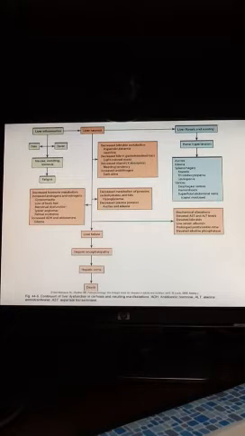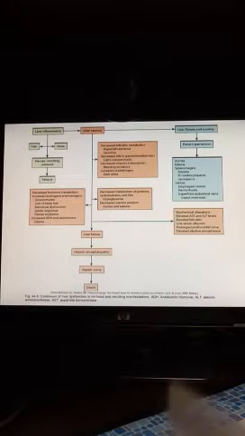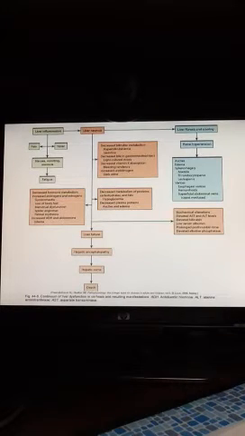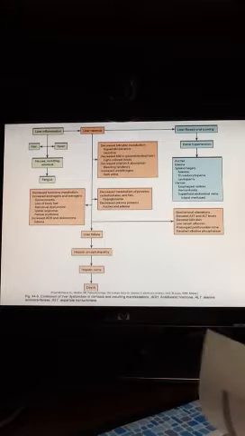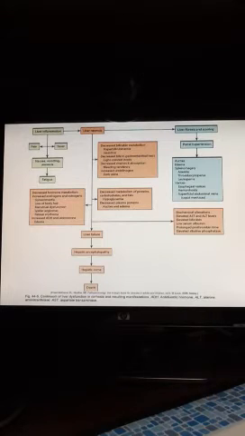Okay, this is the second part of liver, and we finished talking about complications, particularly hepatic encephalopathy and a little bit of hepatorenal syndrome.